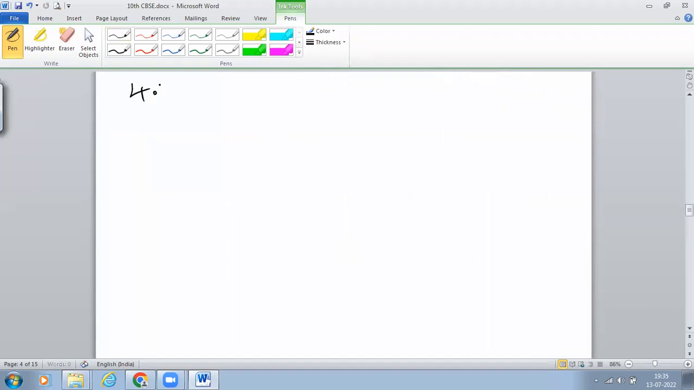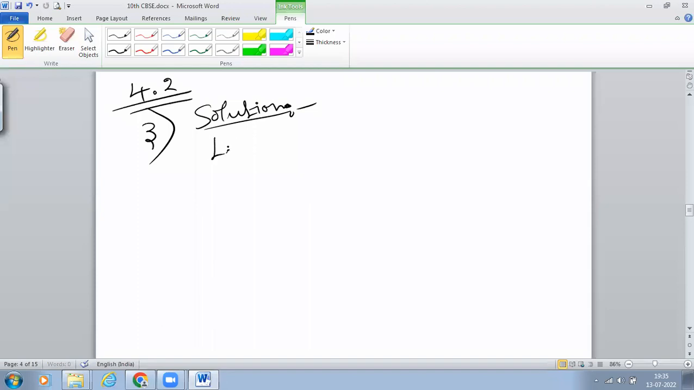Exercise 4.2, question number 3. I'll read the question. Find two numbers whose sum is 27 and the product is 182. Listen, first we have to write the given, that is the solution. So find two numbers, their sum is 27 and the product is 182.